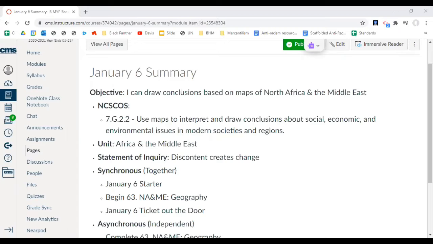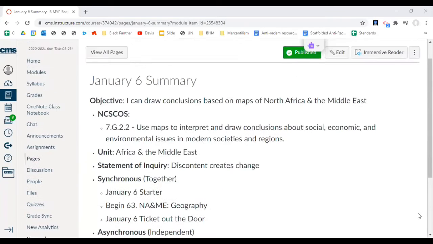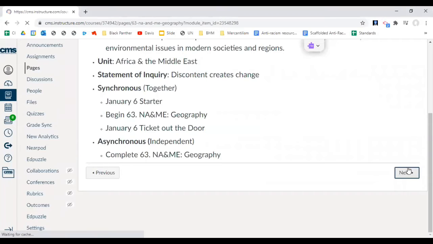Synchronous work is the starter, which you should have done. Now we're going to look at page 63. We're going to begin page 63 and then the ticket out the door. And your asynchronous work is to complete page 63. Okay, let's continue here.